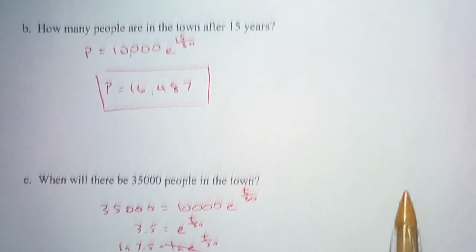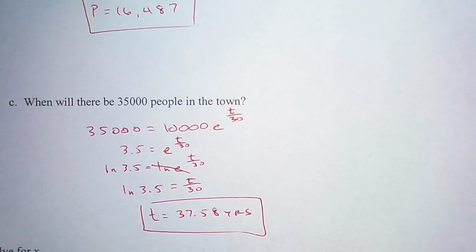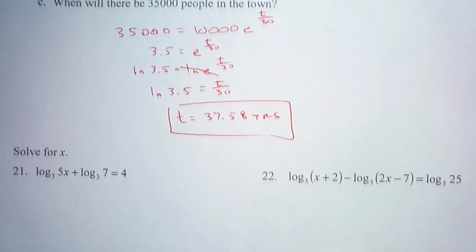Now, we were rounding to the nearest whole number previously because that was a number of people. A number of years, we can round that. There is such a thing as fractional years. So in about 37.58 years, we should have about 35,000 people in town.